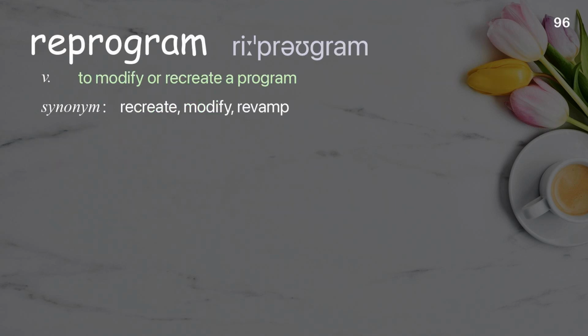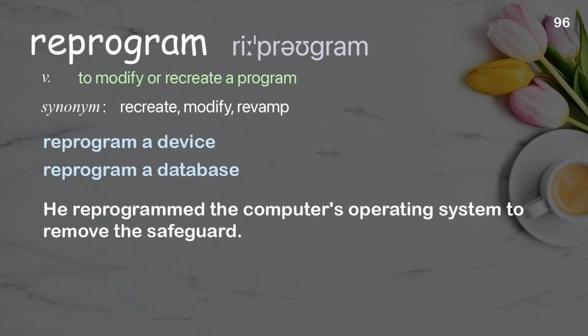Reprogram: to modify or recreate a program. Examples: reprogram a device. Reprogram a database. He reprogrammed the computer's operating system to remove the safeguard.